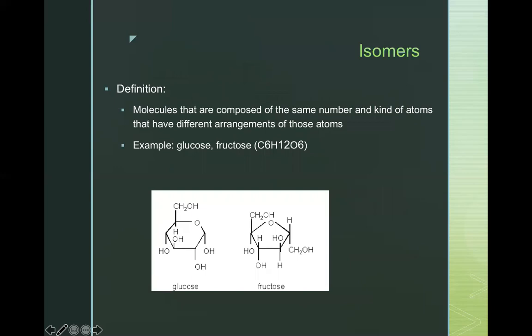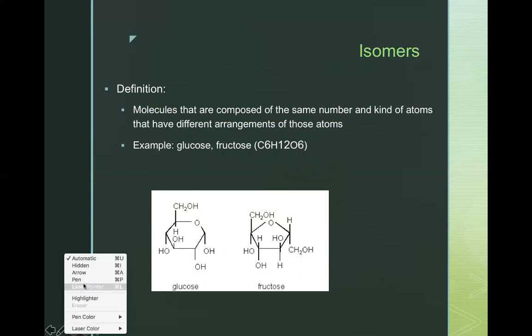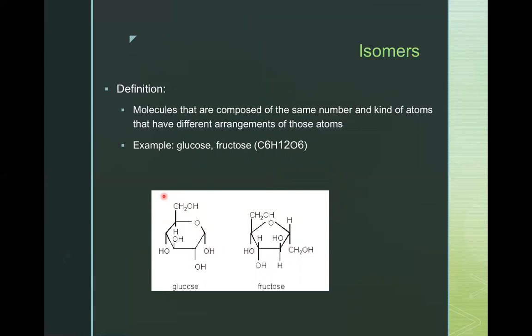Okay, so isomers. Isomers have the same number and kind of atoms, but they have a different arrangement of those atoms. So for example, glucose and fructose are both C6H12O6. Sorry, PowerPoint did not let me type that nicely. That's all wonky wrong. Remember, you have capital letters and you have subscripts.